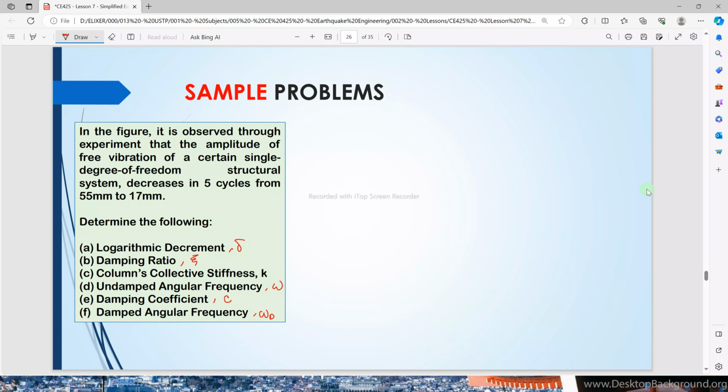Actually, we have a figure, but let me draw the figure of a single degree of freedom system. It is assumed that the columns have a fixed base support, and the roof for our SDOF is infinitely rigid. Next, what else do we have here?